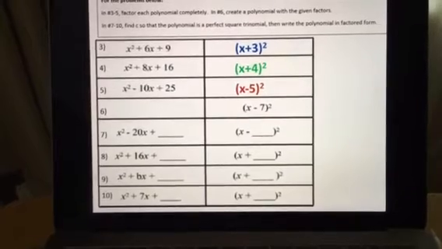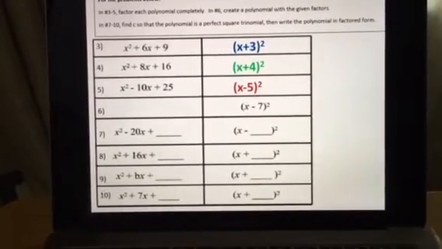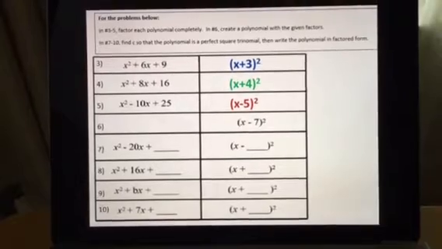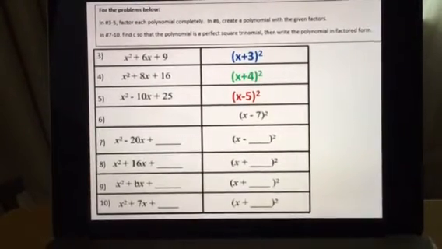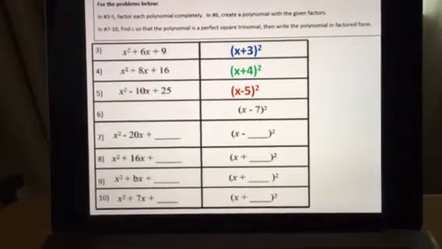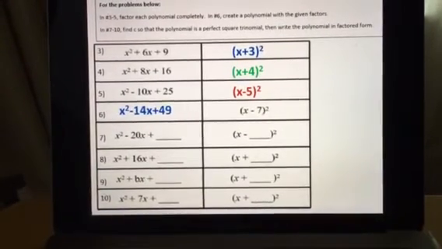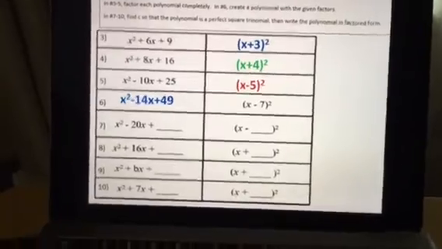So in number 6, check out number 6. I'm giving you the factors. Can you write the polynomial? I'll give you a second to try that, or you can push pause on the video. Did you get x squared minus 14x plus 49?